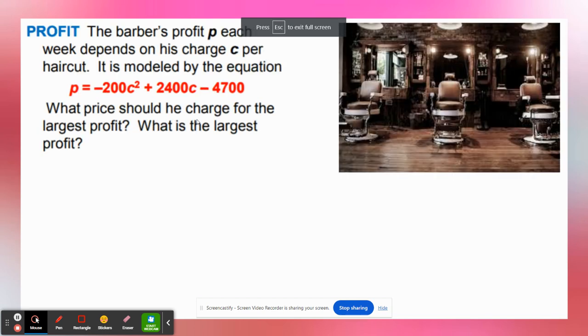Okay, profit. The barber's profit, P, each week depends on his charge C per haircut. It is modeled by the equation P equals negative 200 C squared plus 2,400 C minus 4,700. What price should he charge for the largest profit, and what is the largest profit? So how much should he charge, and what is the largest profit? Meaning P or Y value is going to be the profit. So we're going to type that into Desmos using X's and Y's.